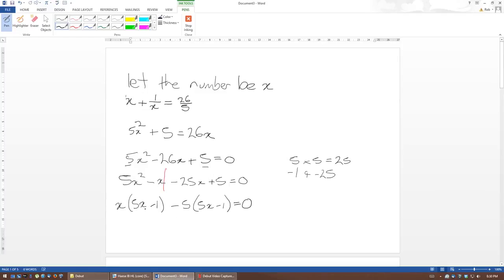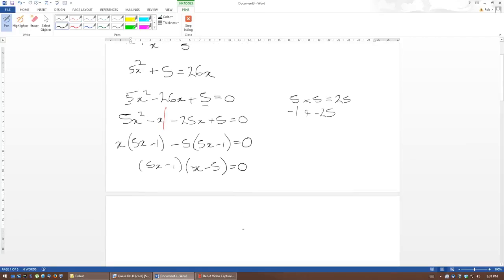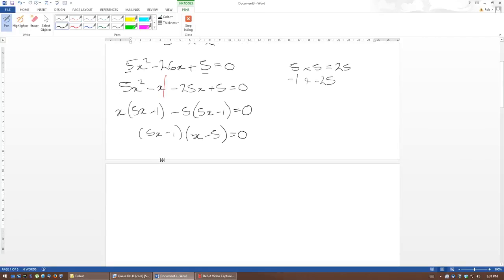Quick little check that the numbers in the brackets are the same. They are, so it looks like I've done the right thing. So this factorises down to 5x minus 1 times x minus 5 equals 0. Okay, so now using the null factor law to solve for x, x could be 5, or x could be 1/5.